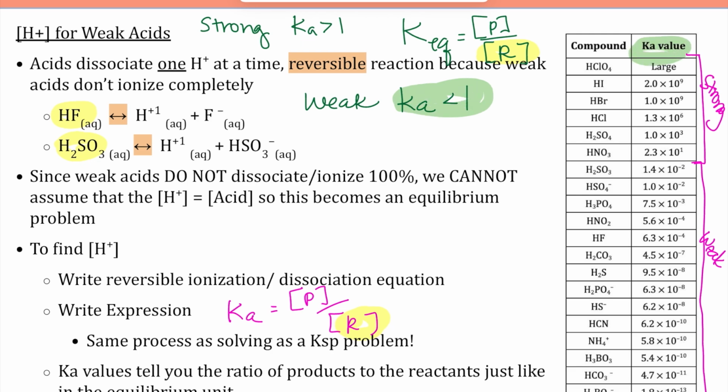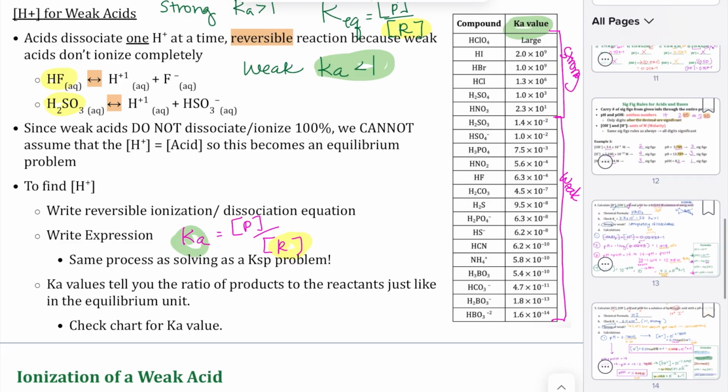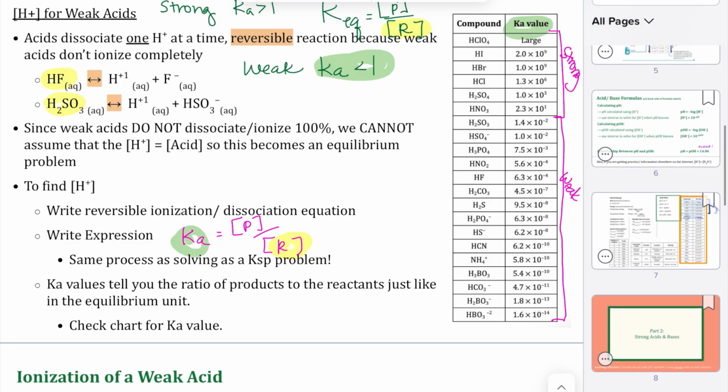And so I'm given those Ka values and I can plug that in and I'm able to find information, just like we did with solving a Ksp equilibrium problem. So that Ka value, again, is telling us the ratio of our products to reactants, just like in our equilibrium unit. And we have now on the back of that formula sheet, I didn't reference them before when we were looking at the formula sheet.